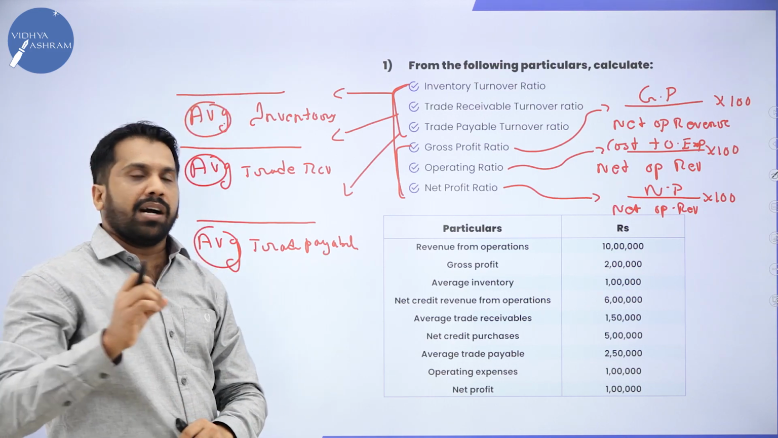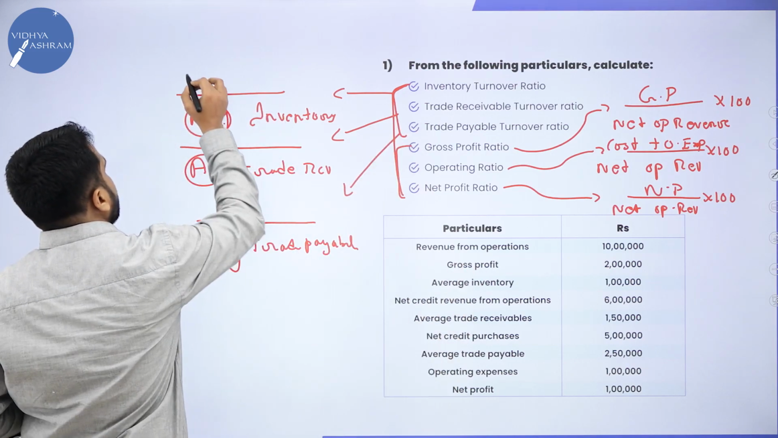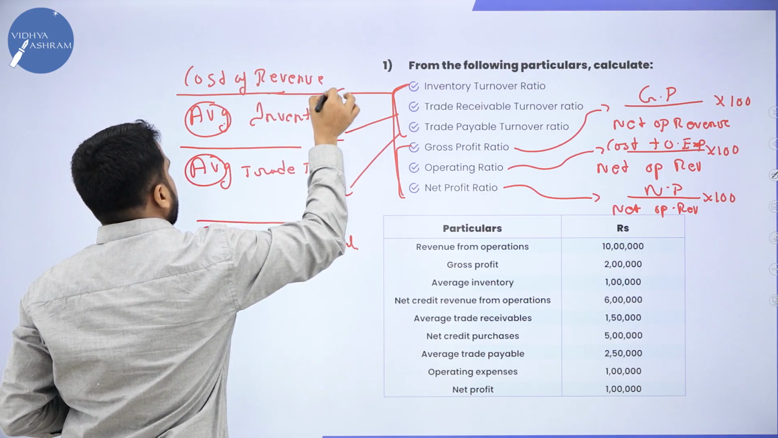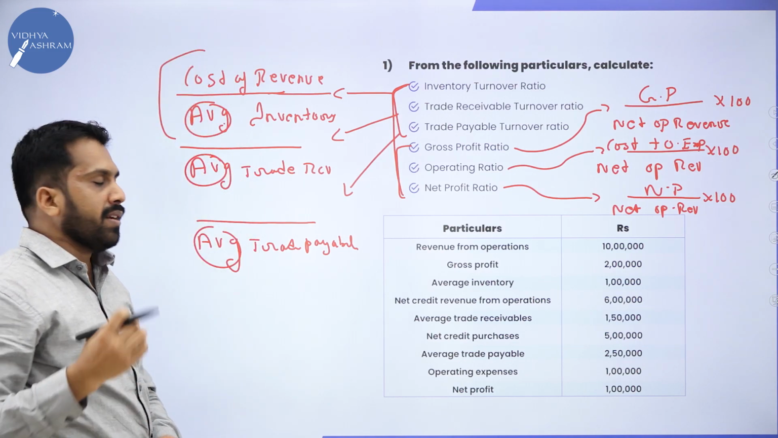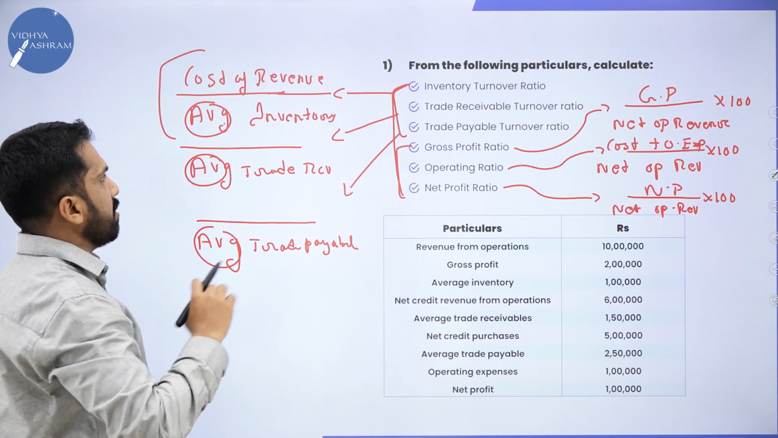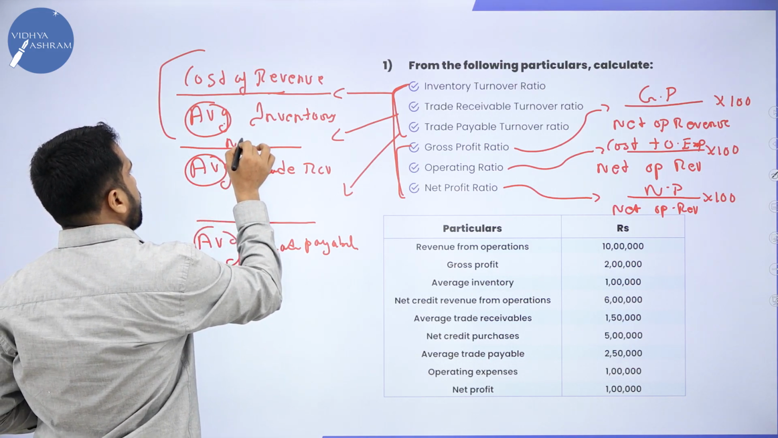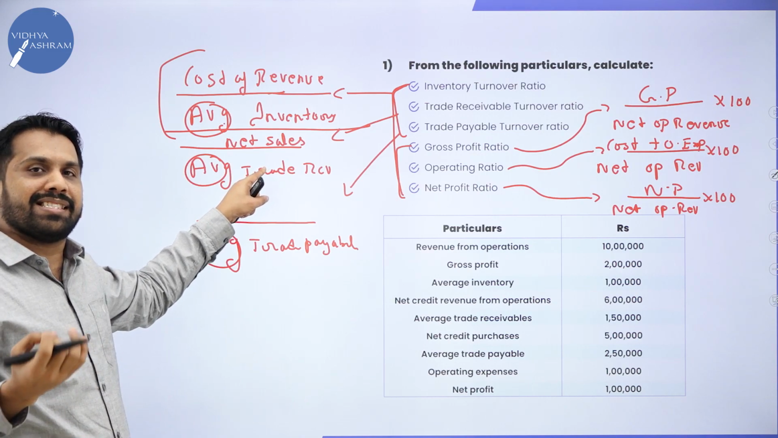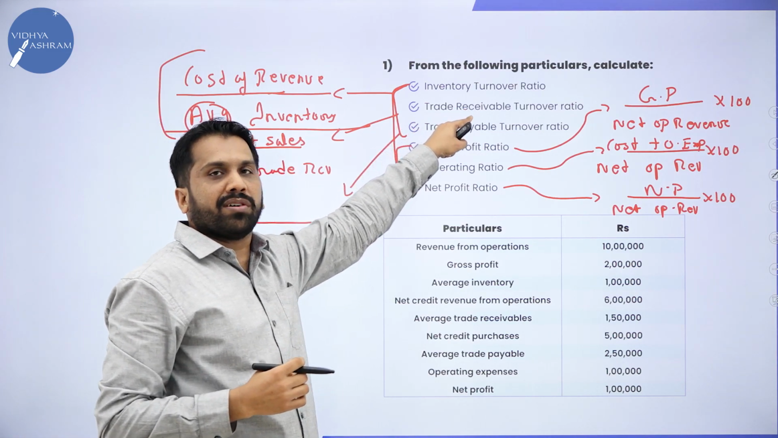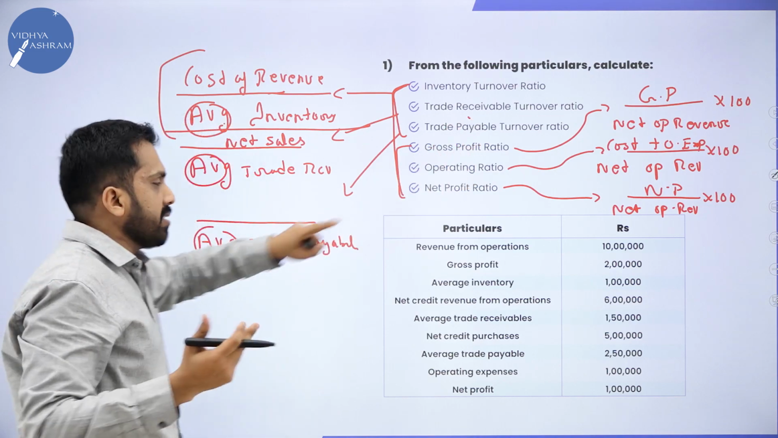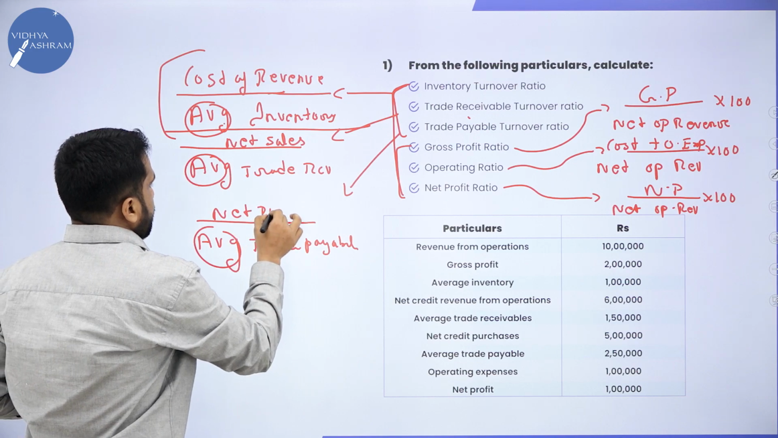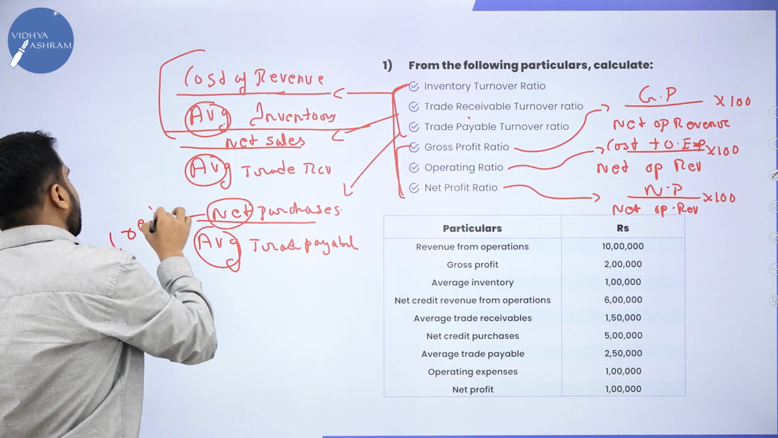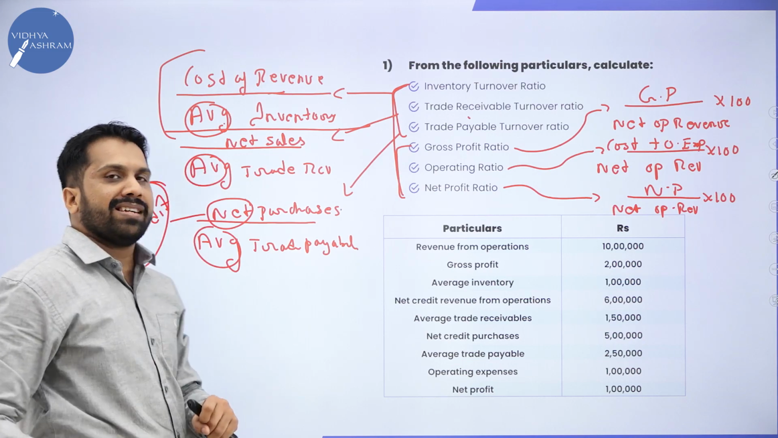What comes here? Now, if it is inventory turnover ratio, remember cost of revenue. If it is trade receivable ratio, then it will be your net sales. As I told you, receivable means what? Sales. Payable means what? Purchases. So, normally instead of net, you can take it as credit purchases and credit sales.